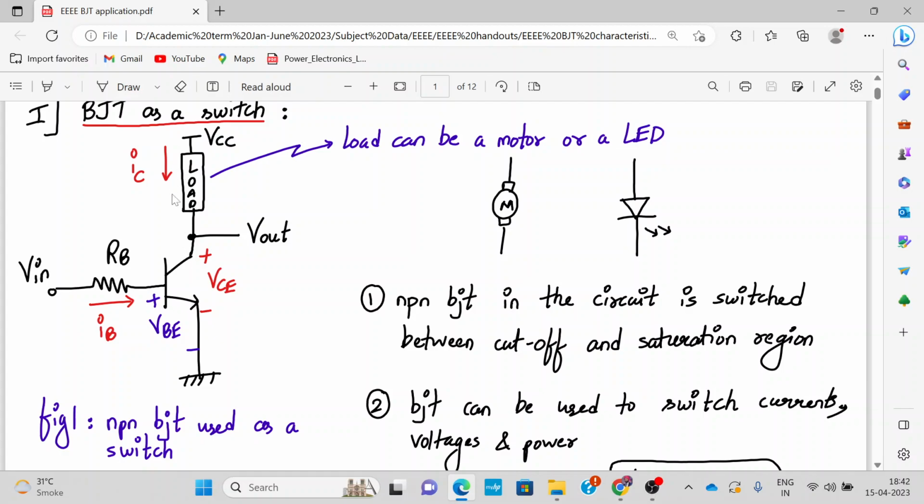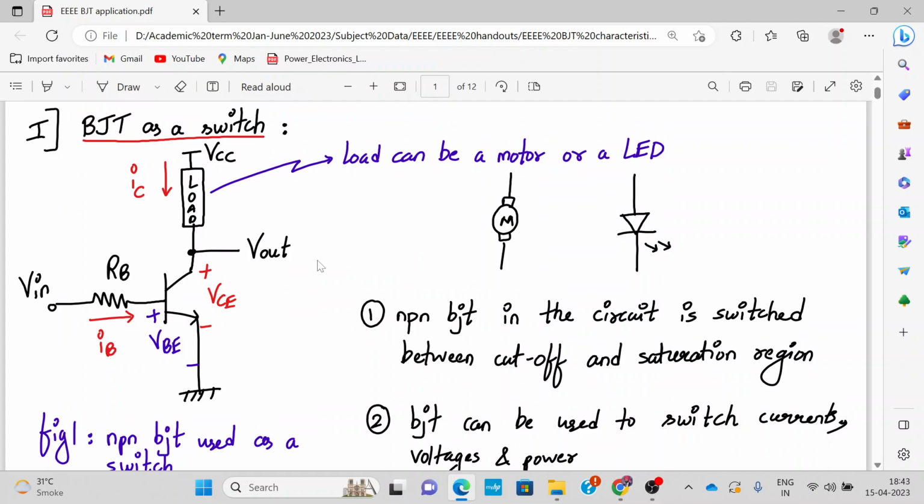Okay, so here is my load. The load can be a motor or an LED. It's connected to VCC. From the collector terminal we take the output. The input we have applied to the base via RB, and we have input base current IB. Here the voltages VB and VCE are marked, and the current flowing through the load is IC. Output is taken from the collector terminal.